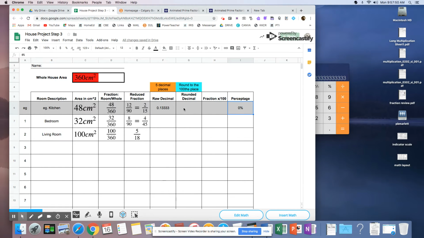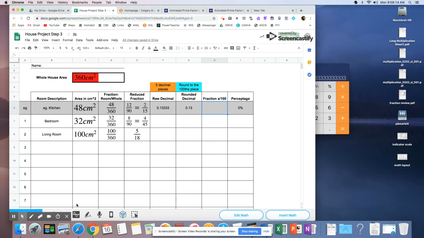We talked about that a little bit in class. Rounded decimal, I want to go to the 100th spot. So 100th spot would be 2 decimal places. So I look to the number immediately to the right, this one here, which would be a 3. That 3 is below 5. So my rounded decimal is going to be 0.13. Now this says 13 hundredths.